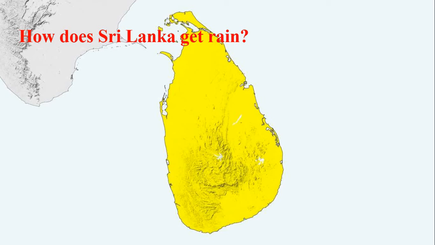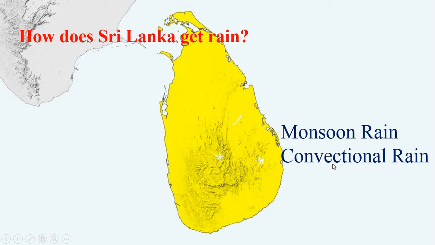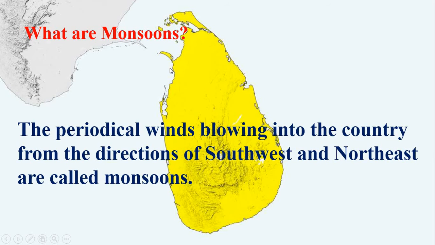Sri Lanka gets rain in three ways. First one is monsoon rain. Second one, the convectional rain, and the third one, the cyclones. So the answer is monsoon rain, convectional rain and cyclones. Right. What are monsoons? Monsoons are the periodical winds blowing into the country from the directions of southwest and northeast. Here southwest and the northeast.